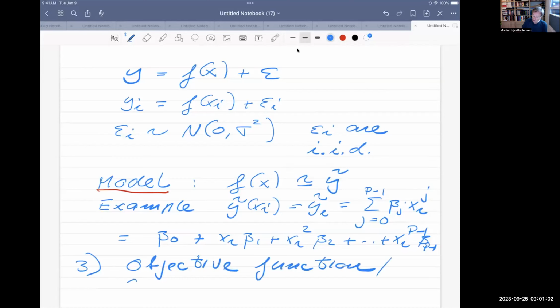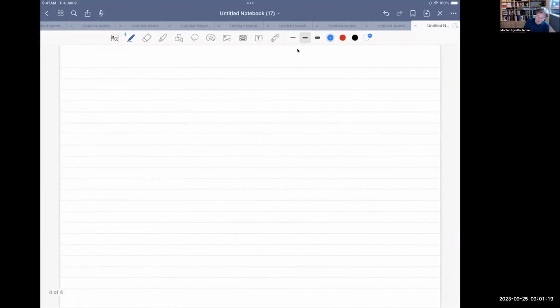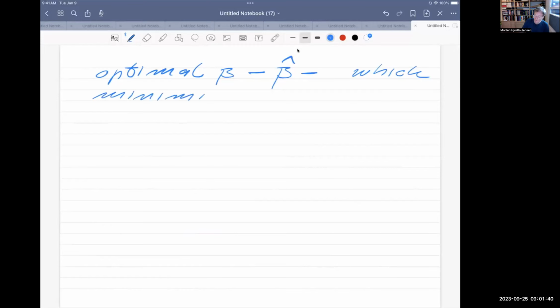Or what we also call a cost or loss function, which is used to find the parameters beta, the optimal beta. This is something which I will label as beta hat. That's the optimal parameter, which then minimizes this cost function, or the objective function.